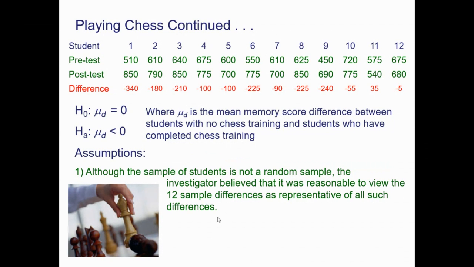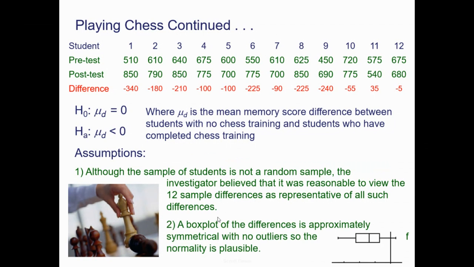Our other assumption, what else do we have to check for? To see if it is normal. So if we do a box plot of the data, we'll see that the box plot is approximately symmetric with no outliers, so normality is plausible.